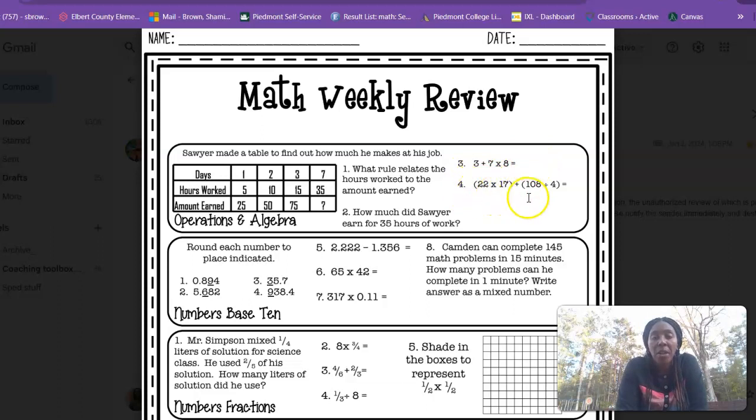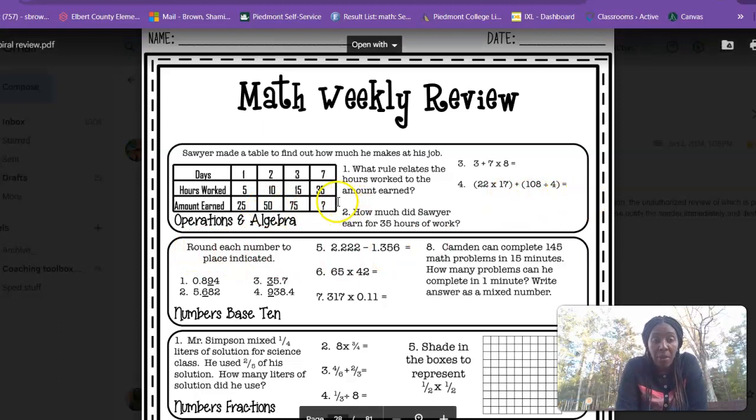For number 4, you would need to just solve this. So you could do this first, then do 108 divided by 4. Then you would need to add your 2 answers together to get your final answer. Alright, that's it for Monday.